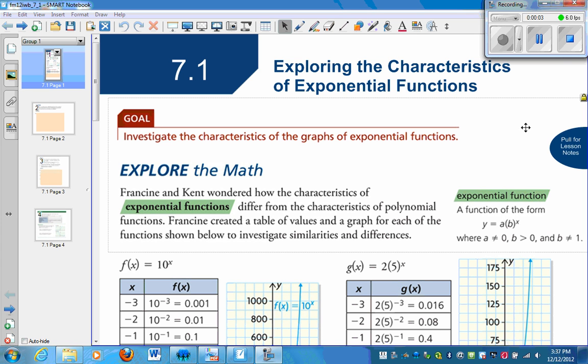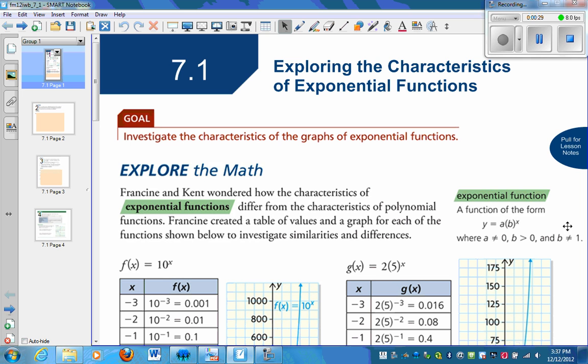Section 7.1, exploring the characteristics of exponential functions. So exponential means that it's in this form, y equals a times b to the power of x. Couple of things here. a cannot be 0, otherwise we just have 0 times something, or y equals 0. Not that exciting. And b is always greater than 0. So we could have fractions or any number bigger than 1.